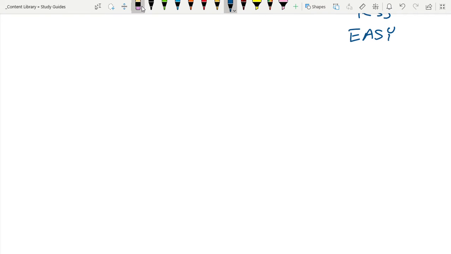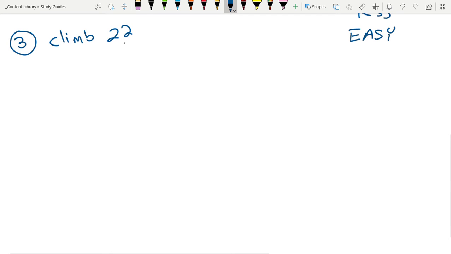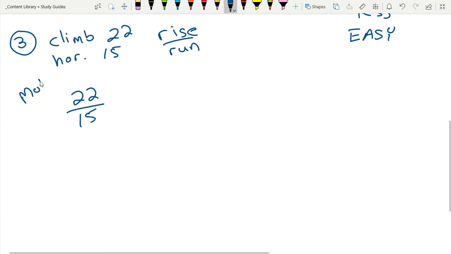Okay, on to our next one. Again, this is a word problem, so you have to read it on your own. It says, what is the rate of change for the Modus building? So the Modus says you climb 22, and you have horizontal of 15. So this again is really just talking about the rise over the run. The Modus rise is 22 because that's you climbing, and the run is 15. So that's our Modus building.